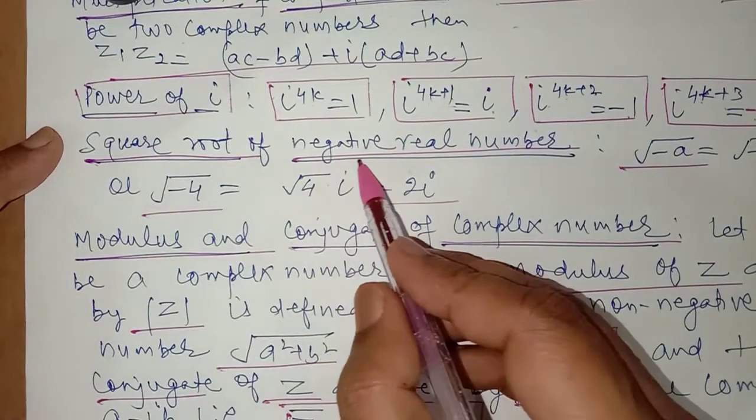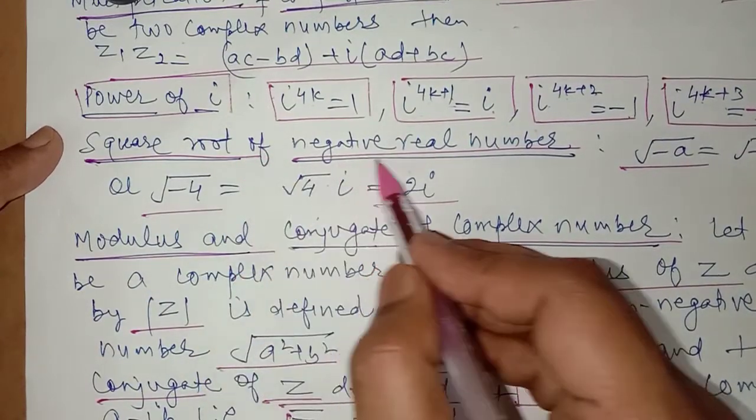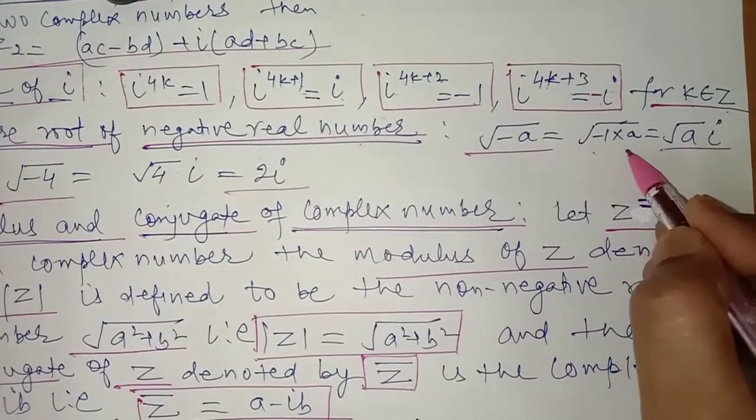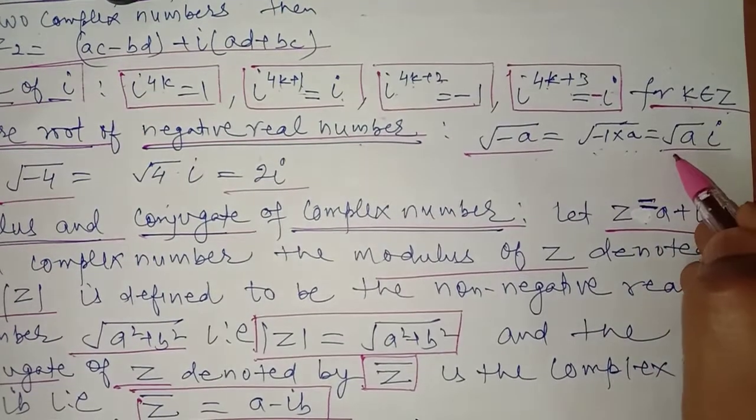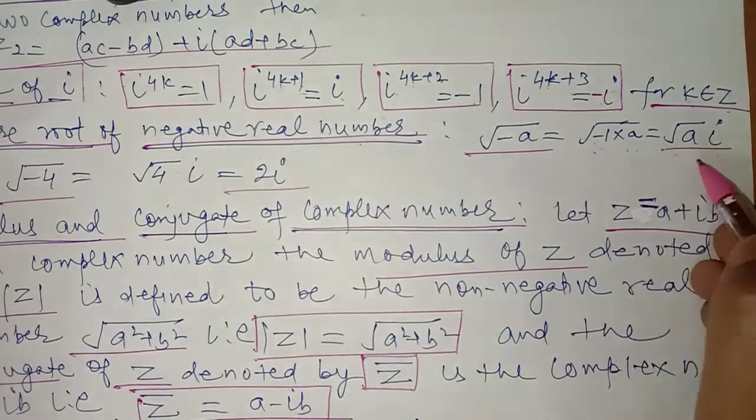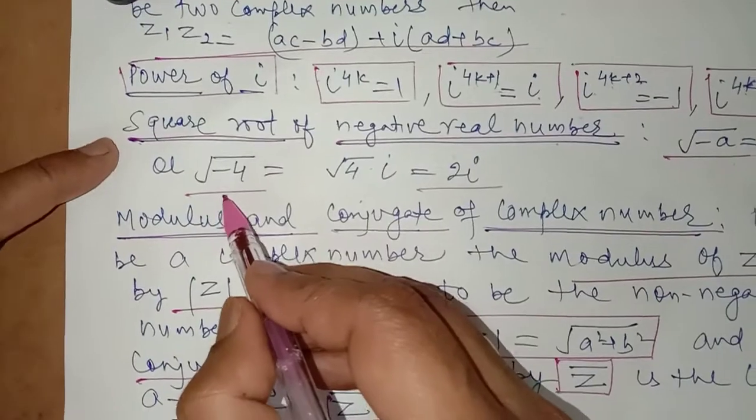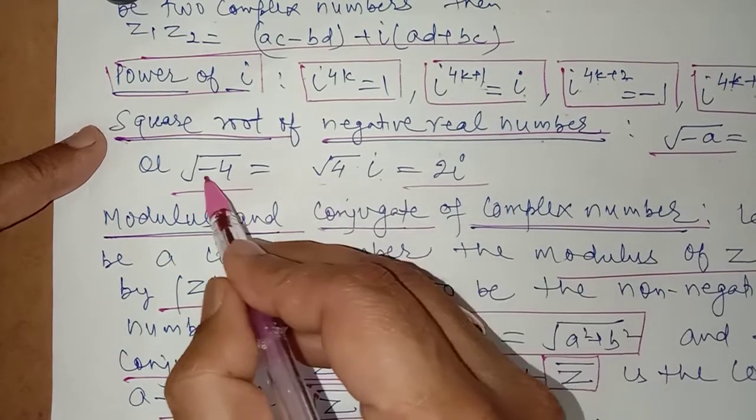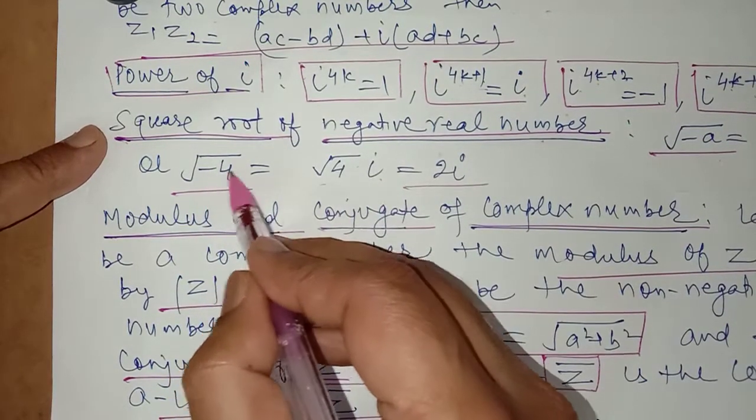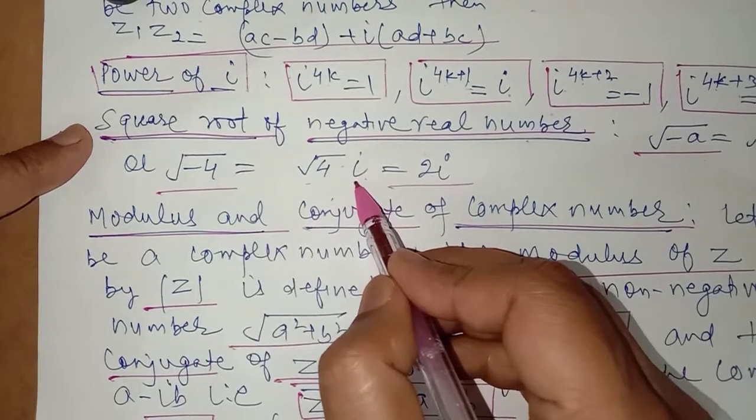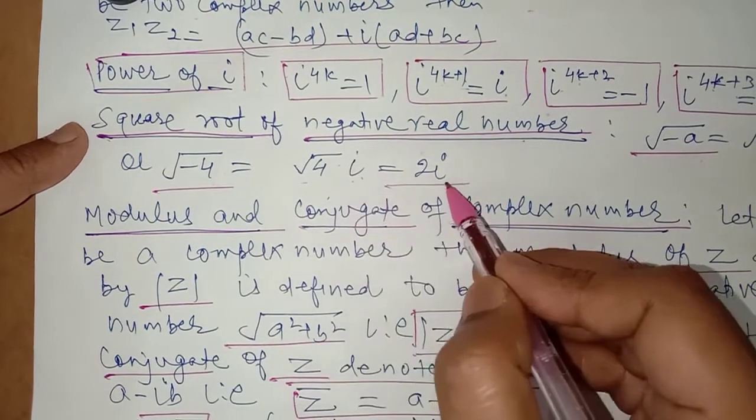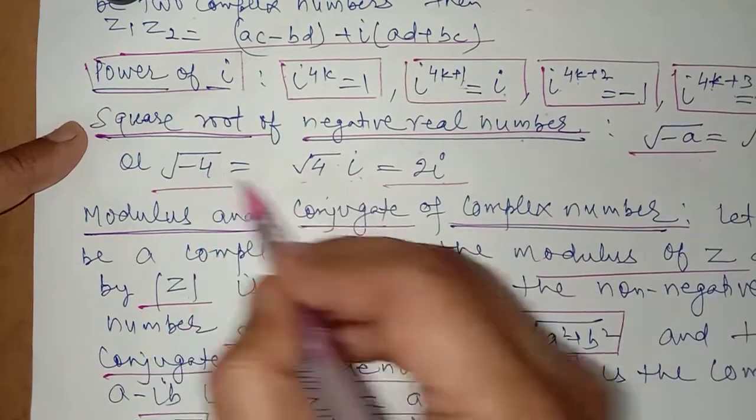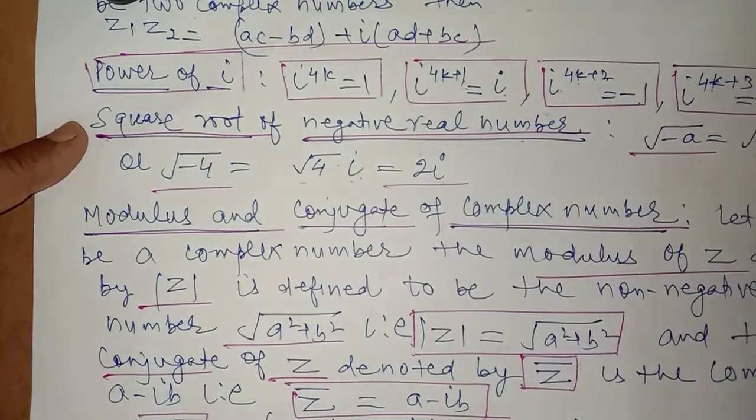Then the square root of a negative real number, that is root minus a, we have already discussed. You can write it like this: root of (minus 1 into a) equals i root a. For example, when we have root minus 4, the square root of a negative number, you can write it as root 4 into root minus 1, which is i, and it is equal to 2i. Simple. Root 4, remove and put 2, remove negative, put i, you will get 2i.